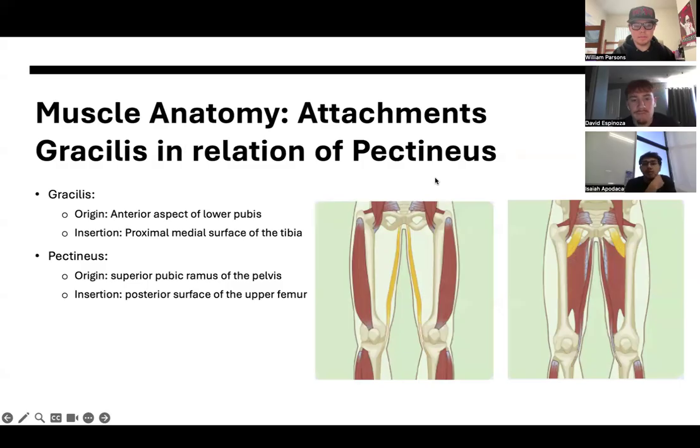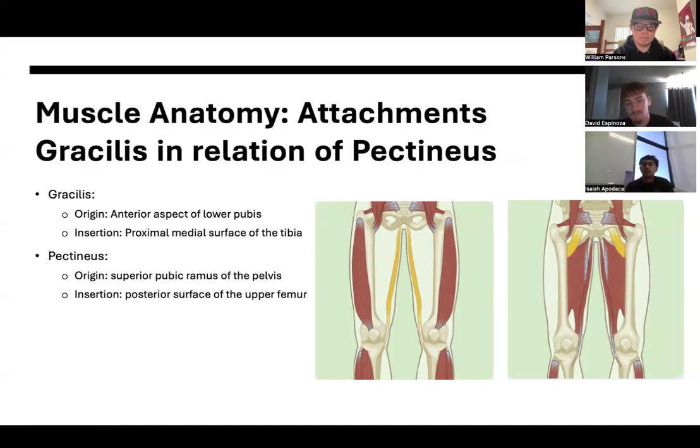So the muscle anatomy and attachments of the gracilis in relation to the pectineus. The reason why I'm comparing these two is because gracilis and pectineus tend to get mixed up a lot of the times because they're so close in proximity. But there are some fine differences between those two muscles, starting with the origin and insertions.